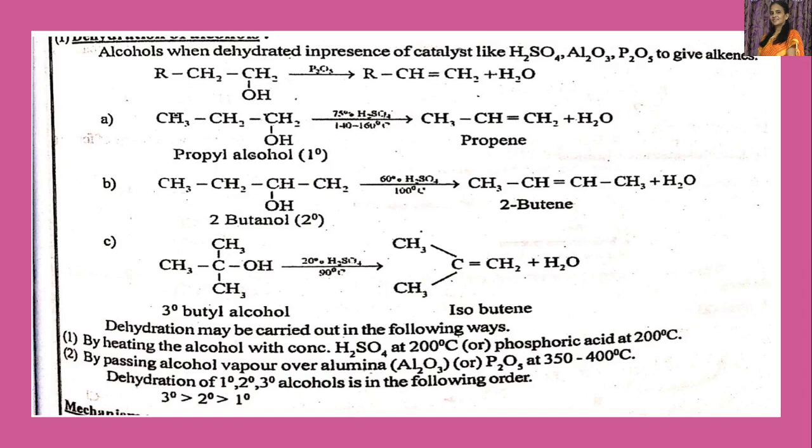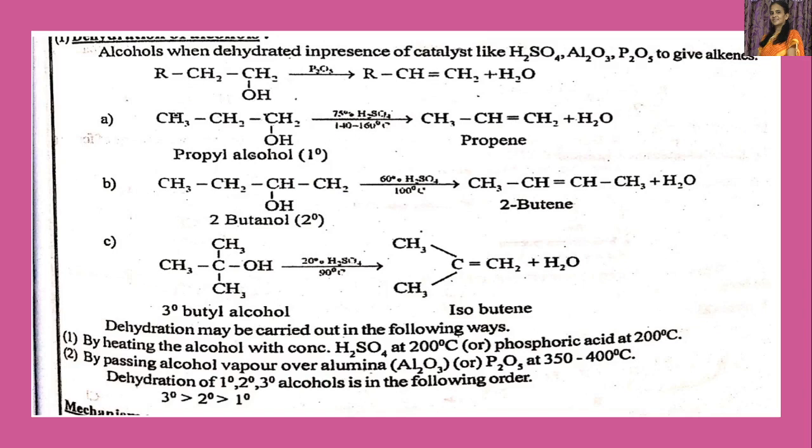Why is only 2-butene obtained? Why not 1-butene? Because OH from this carbon and H from this carbon can also be lost to give another product. That is, 1-butene may be obtained. But here we did not get 1-butene. That is a minor product, so we did not write it. Only the major product we wrote, that is 2-butene. This we will discuss in the next class. This is based on the stability of the carbocation during the reaction mechanism.